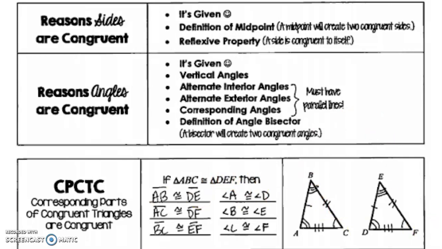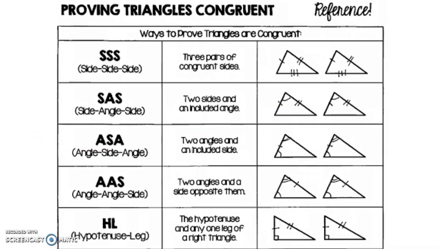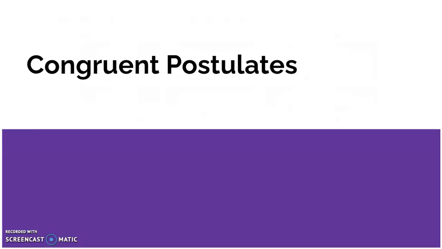So when we're doing our proofs, we are going to keep all of these reasons in mind, but we are really going to focus in on these 5 different types of congruent proofs. Those are the things that we're going to look at with those postulates.